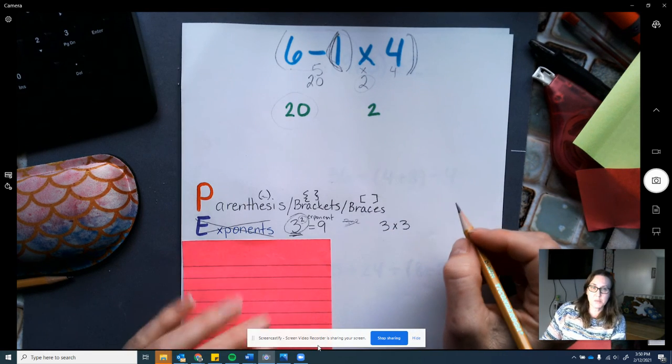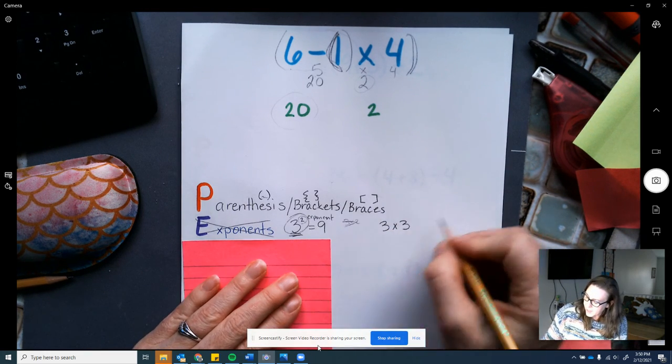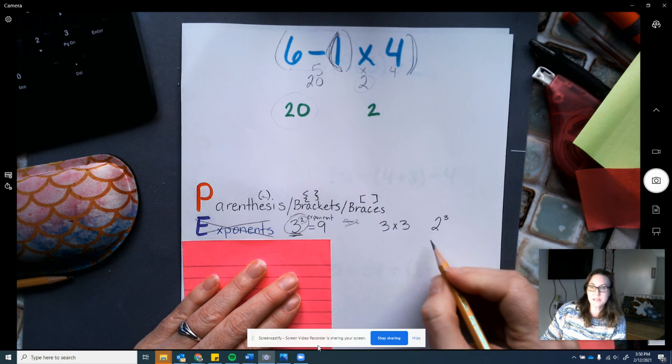Okay, we're going to just practice a couple more because it's kind of fun. If I have 2 to the power of 3, it doesn't mean 2 times 3.